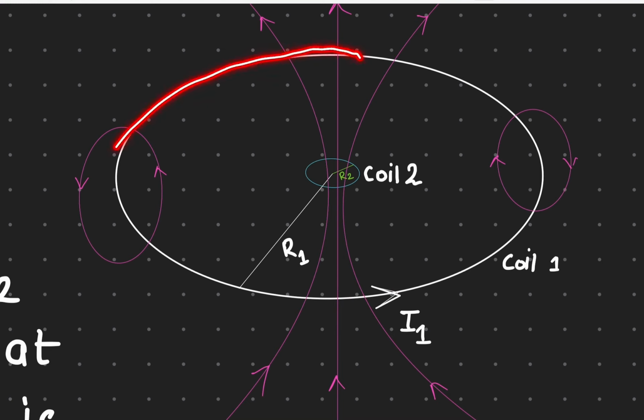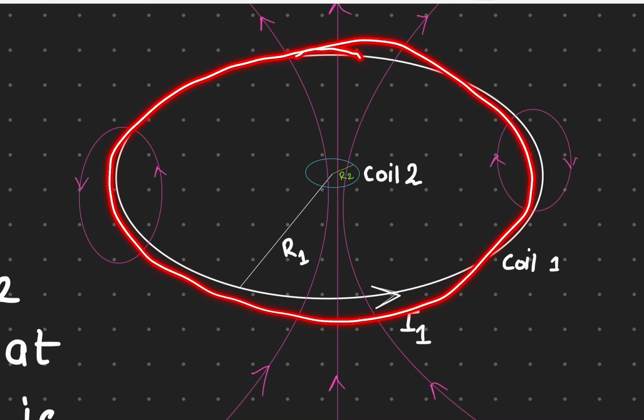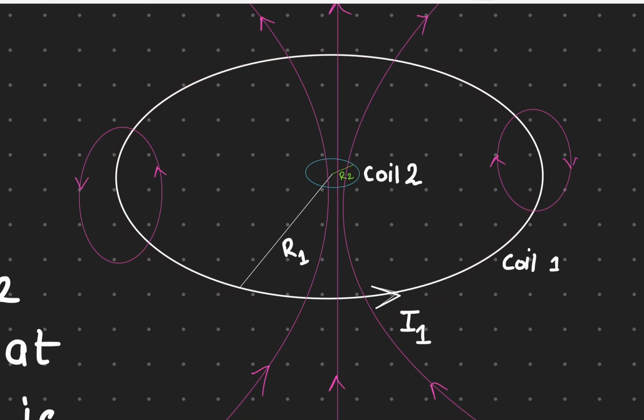Because the current is passing through these coils, it will produce a magnetic field. So now let's say at any point the direction of the current is this way. If you hold this coil so that your right-hand fingers curl along this direction, then your thumb will point in the direction of the magnetic field.